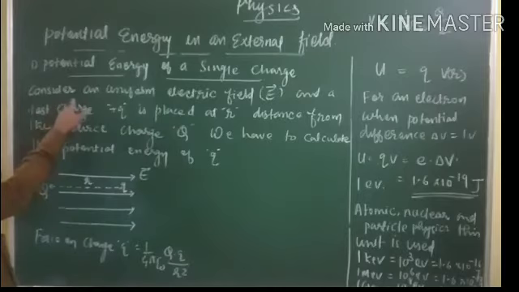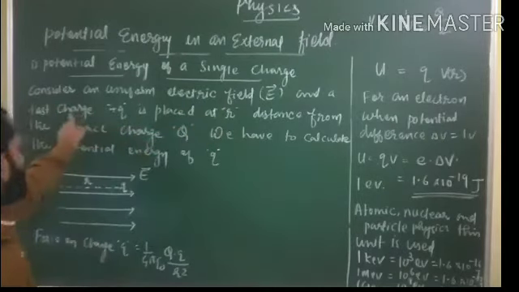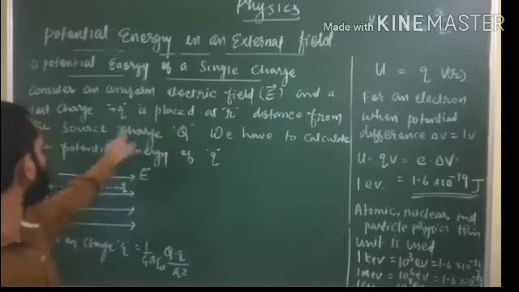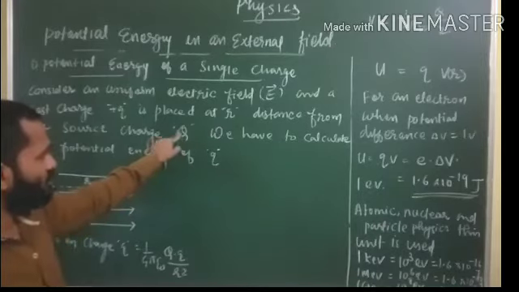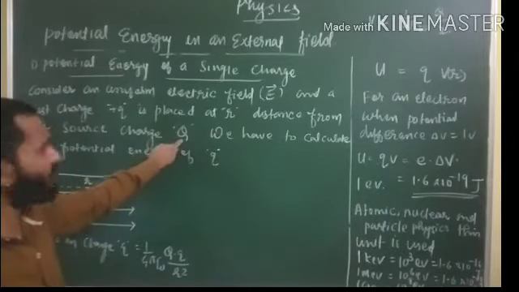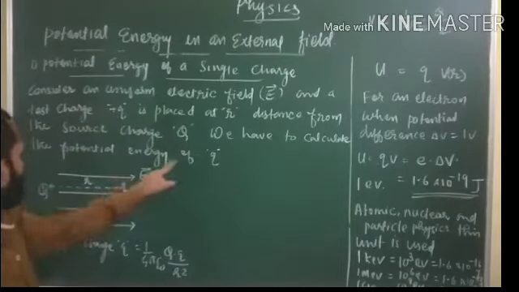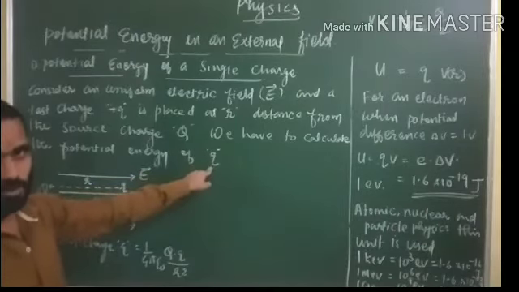So consider a uniform electric field E and a test charge is placed at r distance from the source charge plus Q. The source charge is taken as the capital Q and this test charge is taken as the small letter q. We have to calculate the potential energy of q. Okay, this is what we want to do.